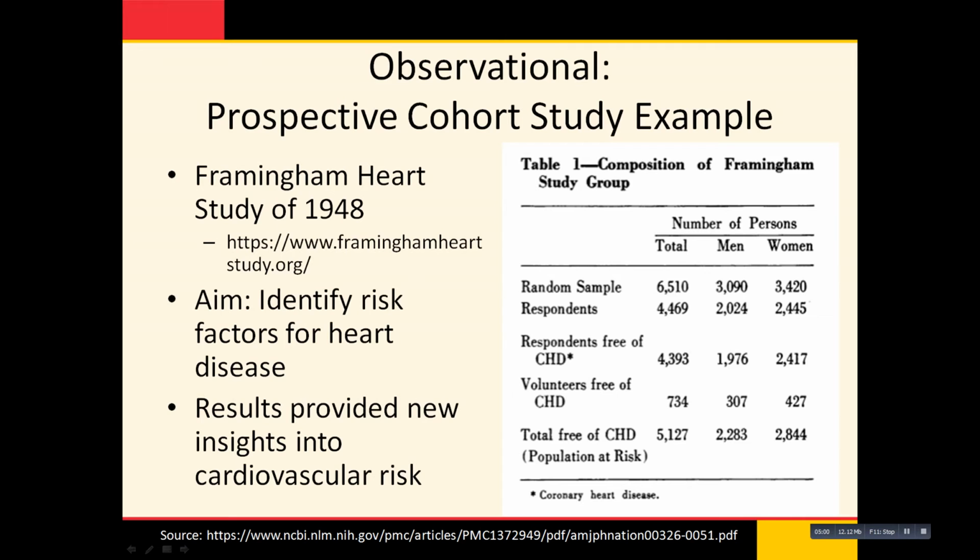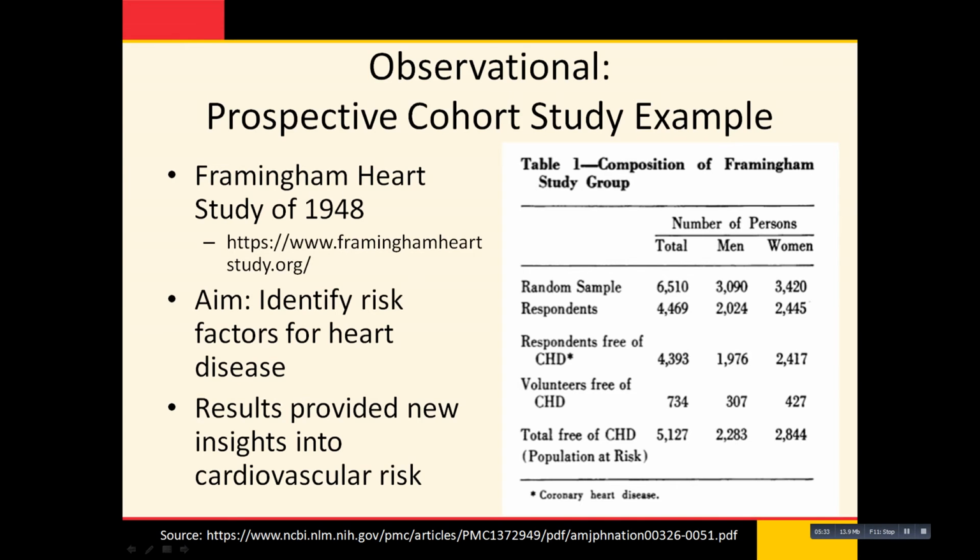And this table is from a publication, I believe, from 1954. It was in the 50s, but it looked at the composition of folks included in this cohort for Framingham. And if you look at the first column, they took a random sample, and again, we're going to differentiate. This is not randomized people, right? Because they're not intervening, but there's a random sample of people they examined, and 4,469 responded. So of the random sample they wanted, they didn't get everybody because not everybody responded.